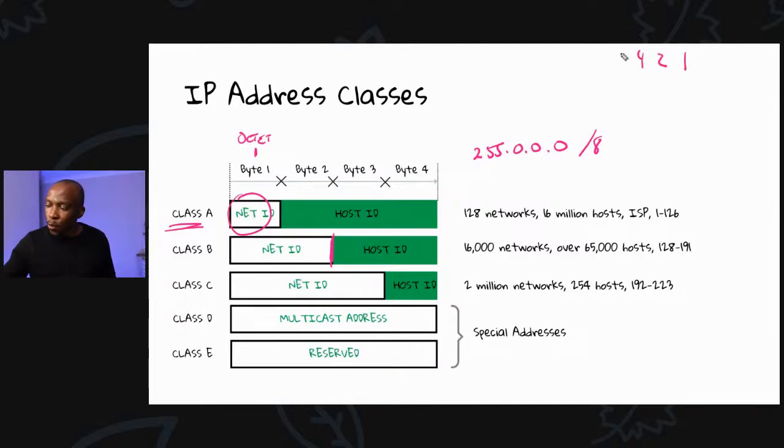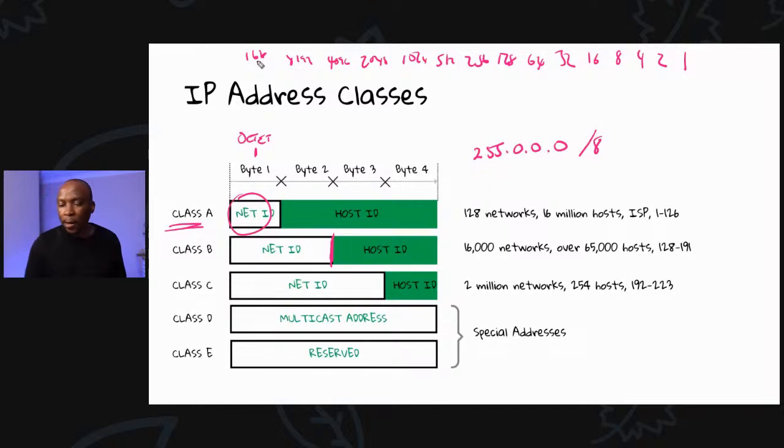1, 2, 4, 8, 16, 32, 64, 128, 256, 512, 1024, 2048, 4096, 8192, and that probably takes us to 16,000 plus. If we count from here, that's 1, 2, 3, 4, 5, 6, 7, 8, 9, 10, 11, 12, 13, 14, 15 plus the 0. That takes us to 16. So a /16 then gives us 16,000 networks.